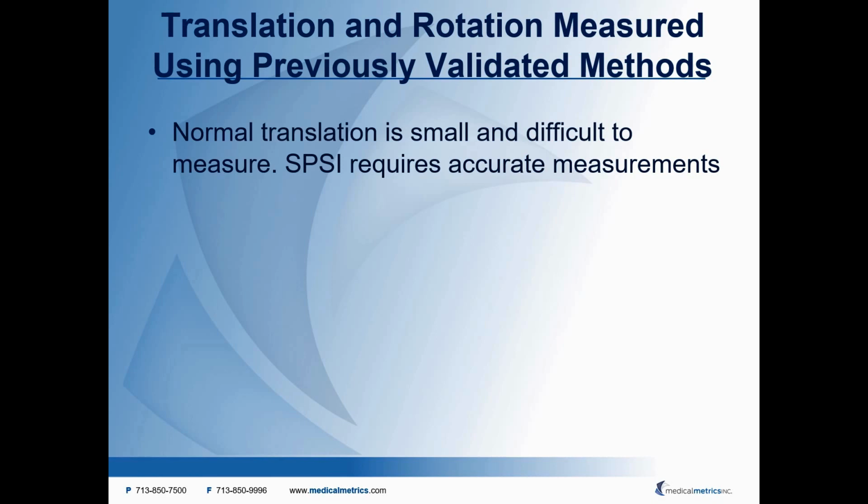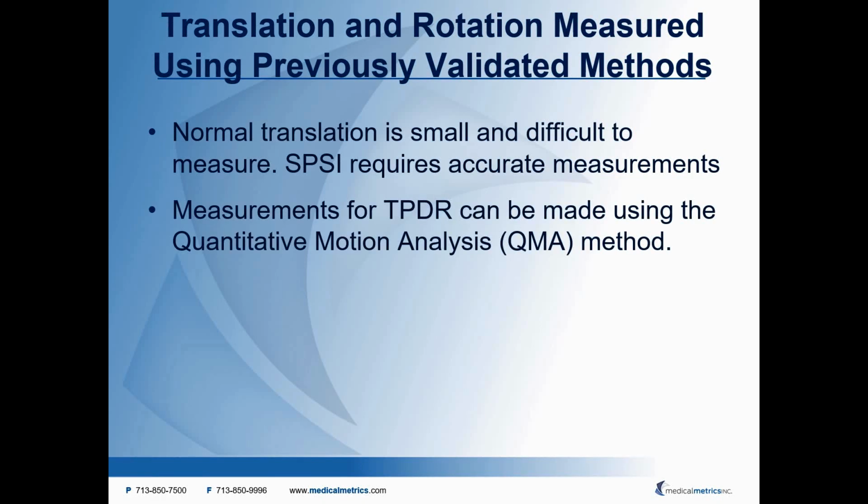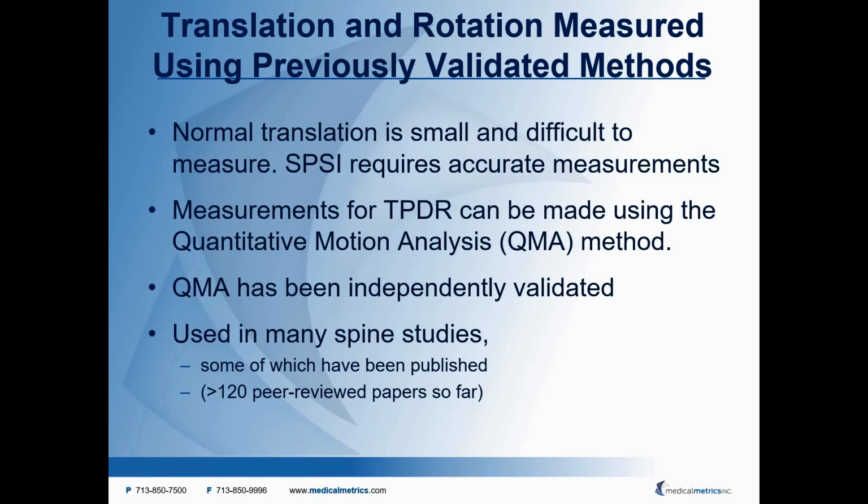As previously mentioned, the translation that occurs in a healthy spine is small. SPSI requires accurate and reproducible measurement methods. SPSI is calculated using intervertebral translation and rotation measurements that were obtained using quantitative motion analysis technology. QMA is the acronym. Independent research laboratories have validated QMA as described in multiple, published studies. The QMA method has been used to generate intervertebral motion data for many spine studies. So far, QMA data have appeared in over 120 peer-reviewed publications and hundreds of abstracts.